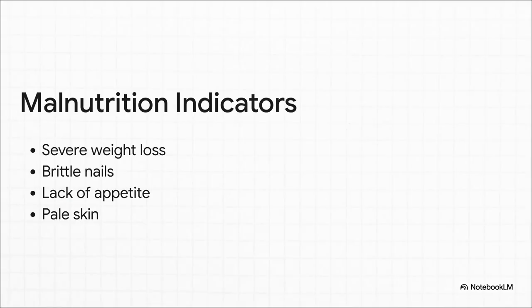So, what should you look out for? Well, when a patient is admitted with just, say, generalized weakness, coders and CDI specialists absolutely must investigate further. The key indicators for malnutrition include severe weight loss, brittle nails, a lack of appetite, and pale skin. If a patient comes in with weakness and you spot these indicators in the medical record, it should immediately prompt you to check for malnutrition severity, or just go ahead and issue a query to the physician.